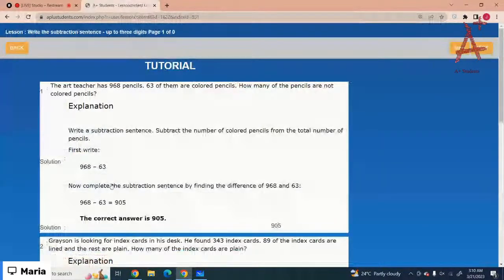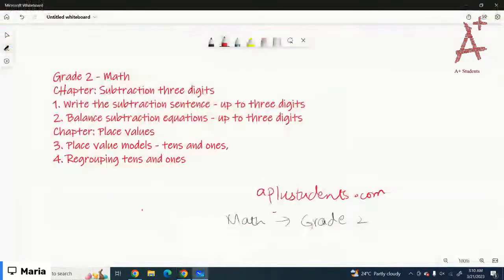Let me read the question. Listen to me carefully. The art teacher has 968 pencils. 63 of them are colored pencils. How many of the pencils are not colored pencils? So the total pencils are 968, and out of 968, 63 are colored. You have to calculate the pencils that are not colored. Got it? So you have to subtract 968 minus 63.